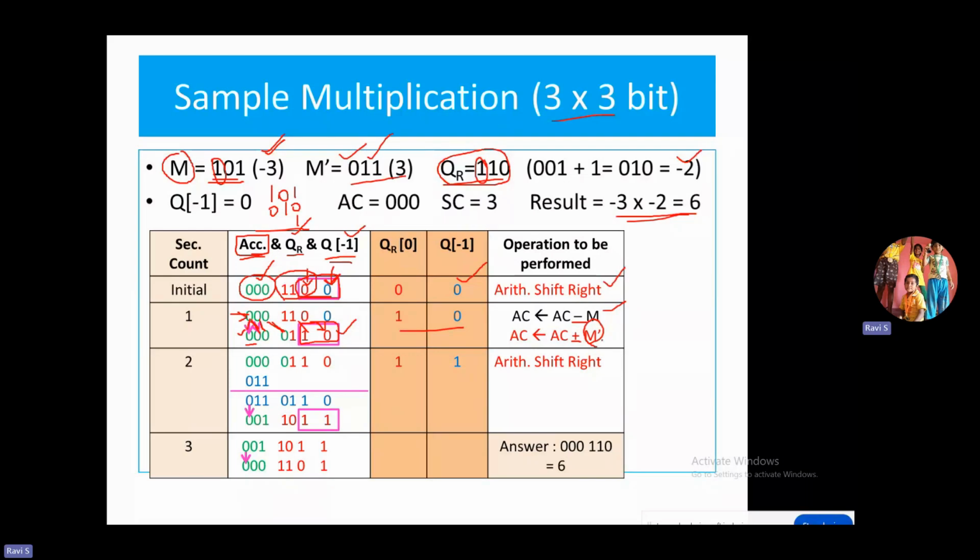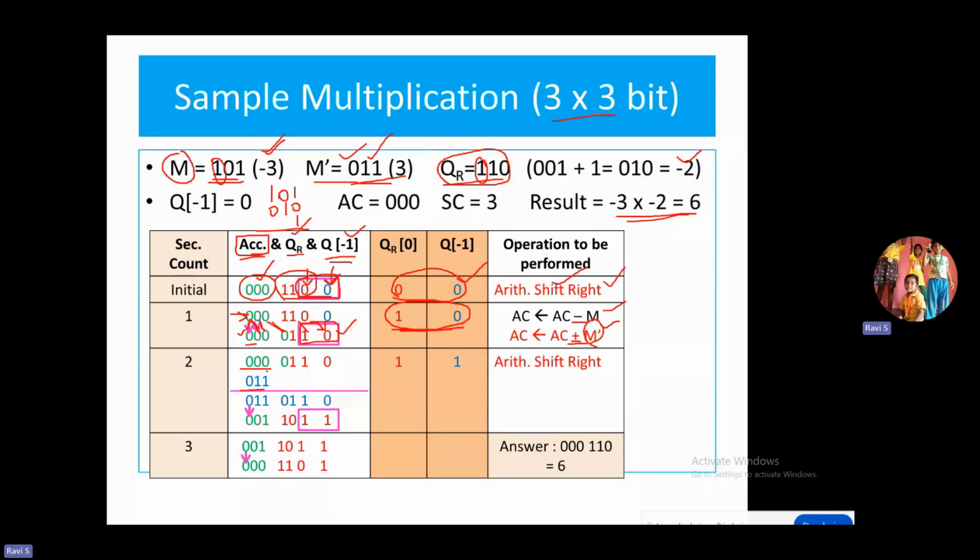Right? So this is the m bar we have taken, and we are going to add with the m bar. This is going to be our second cycle. In the first cycle, we got 0 0 as the pair, and we performed only arithmetic shift right. In the second cycle, we are given 1 0 as the pair. So for this 1 0 pair, we need to perform complemented addition.